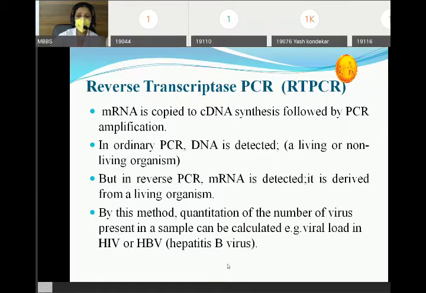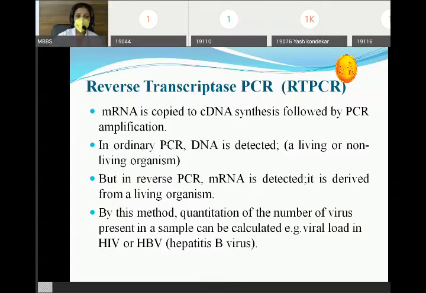All these things, whatever I am describing, are done on fully automated instruments. Now, this RT-PCR: in previous PCR, you have seen we did the PCR from the DNA sample. Now in RT-PCR, mRNA is used. This mRNA is copied into complementary DNA, and then it is followed by the PCR.